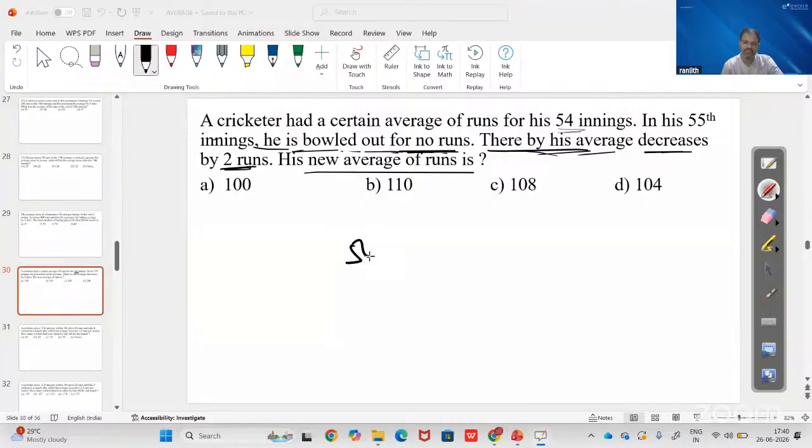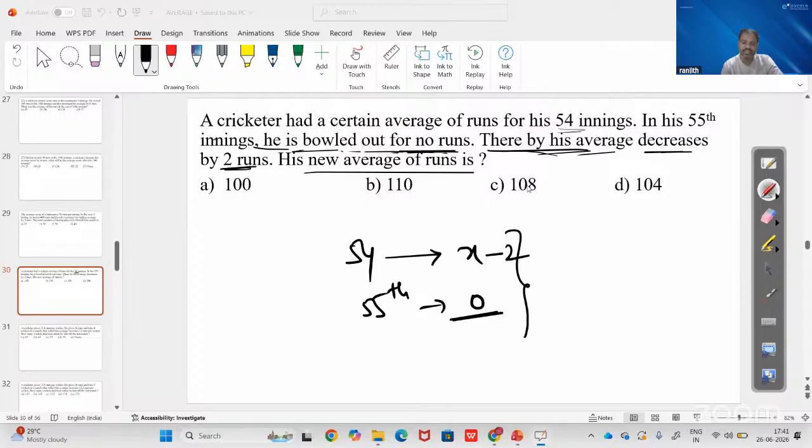So in total 54 innings, he has some average. In the 55th innings, there are no runs. Zero will be the runs. So how much is the average decreased? 2 runs of average is decreased. So that will be equal to 54 times 2, equal to 108 runs. So the answer will be 108.